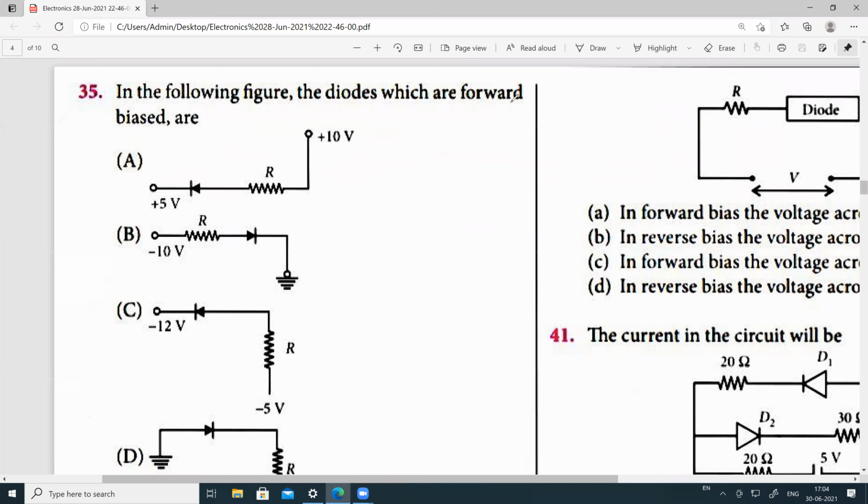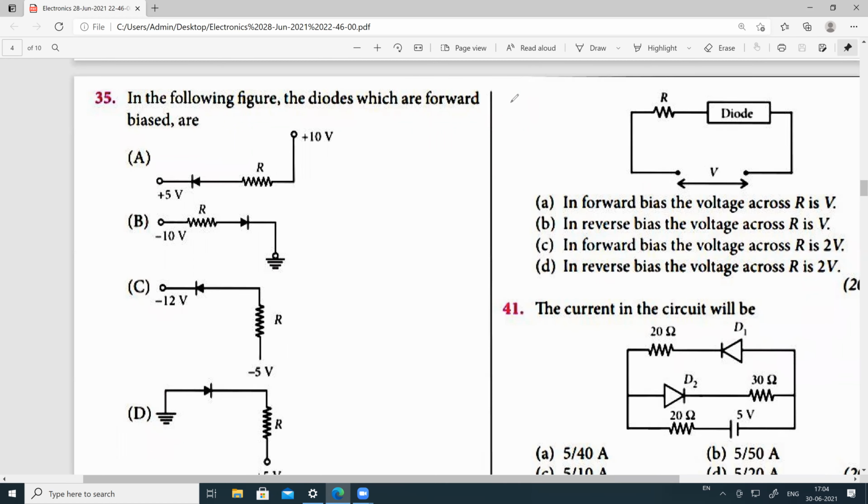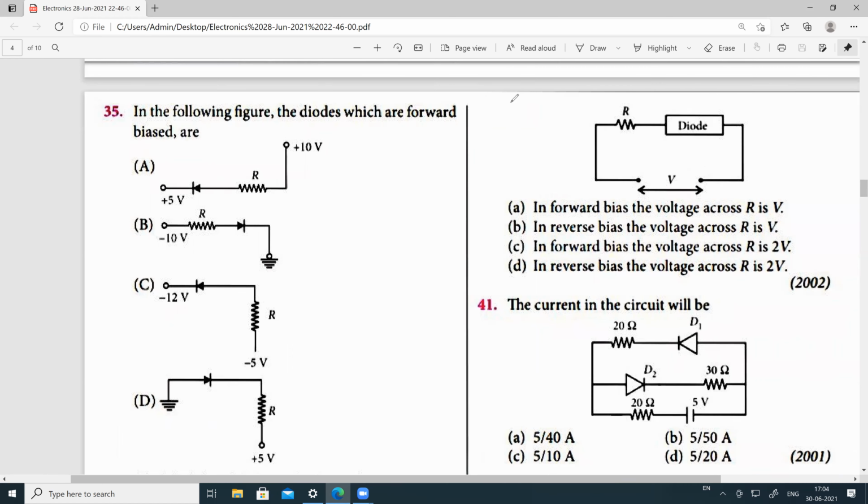35th one. In the following figure, which diodes are forward biased? They have given 4 circuit diagrams here, and we have to select which one is forward biased. A PN junction is said to be forward biased when P is at higher potential than N side. So circuit A and C are suitable. Therefore, this one is the right answer.